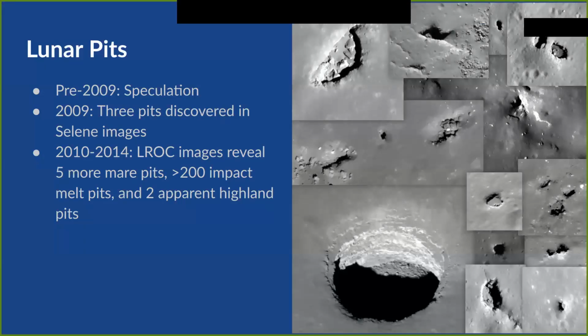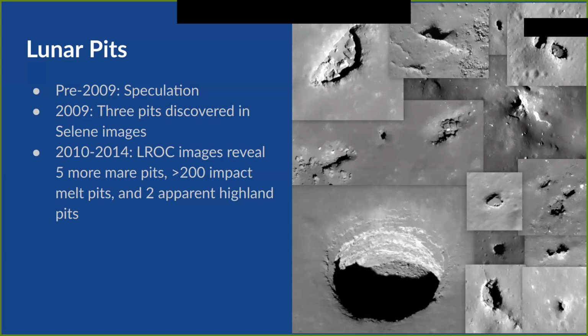We've also seen a lot of these pits. There was originally just speculation about these pits. On an earlier Japanese mission, the Kaguya spacecraft, the Selene instrument found 3 of these pits. Since we've been in orbit, we've found hundreds of them. This slide is actually slightly out of date. We're closer to 400 or 500 of these pits that we found.